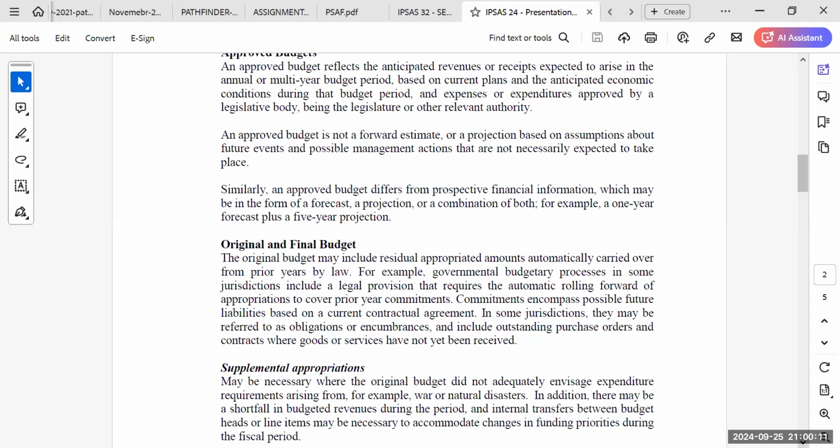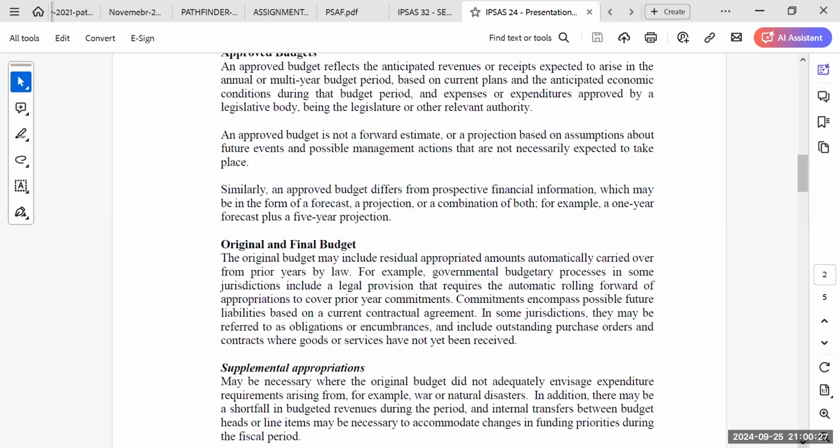Okay, I remember the time I was in university, our public sector lecturer would come and chat on these encumbrances. But that time we didn't know what he was saying. Okay, and include outstanding purchase orders and contracts where goods or services have not yet been received.